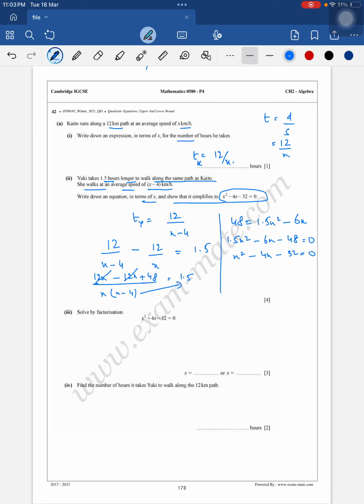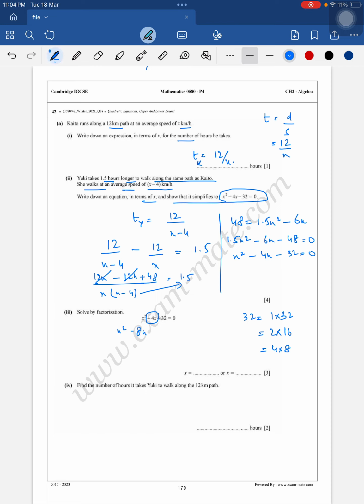Using the middle term definitely. So 32 factors I have to see. 1 by 32 no, 2 by 16, 16 minus 2 no, and 4 by 8. So yes, 4 by 8 will work. So x square. Now I have to see the sign of the bigger term. Bigger term should have negative sign so that I can get minus 4x.